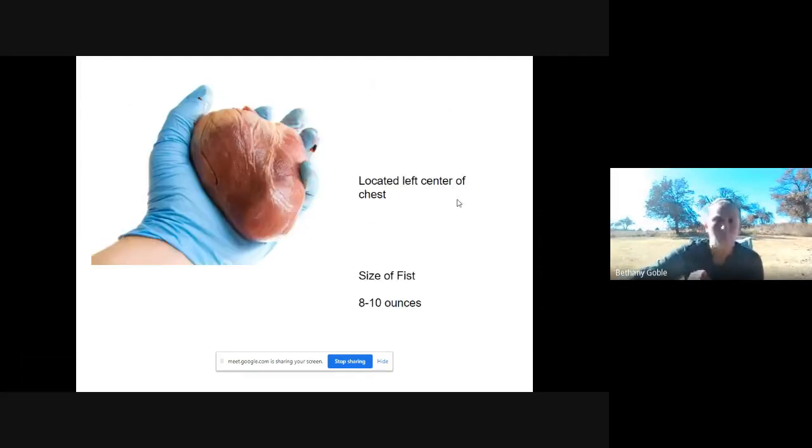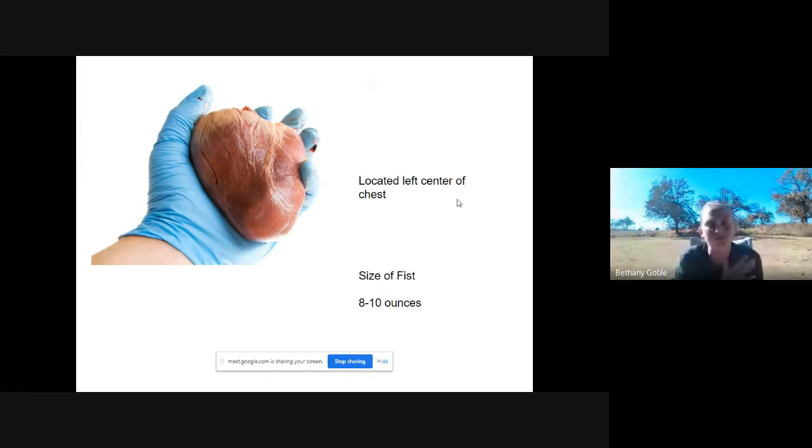So where's your heart located? Technically, your heart is located the left center of your chest. Left center of your chest. Your heart's about the size of your fist. Tomorrow we'll talk about there's some illnesses and issues. If someone has an enlarged heart, we'll talk about that tomorrow. But your heart's only about 8 to 10 ounces. If you think, how big is that? If you think like probably an average piece of steak, the average piece of steak is probably about 6 to 8 ounces. So that's probably about the size of your heart, just on average.